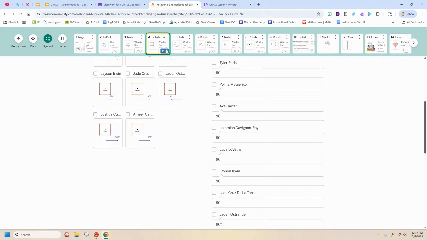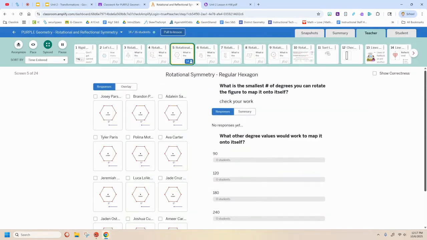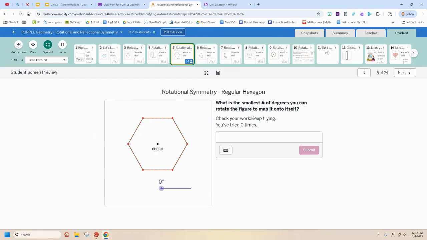All right, so now we're going to slide 5. Rotational symmetry. So here is our regular hexagon. 360 divided by what to get the first one? 6, because there's 6 sides. So 360 divided by 6 is 60, right? Okay, so that's going to be that. Is it asking the follow-up question about could you skip count by 60s and keep getting to all of them? Yeah. Okay. So let's go.